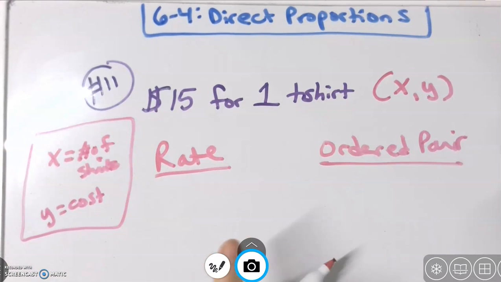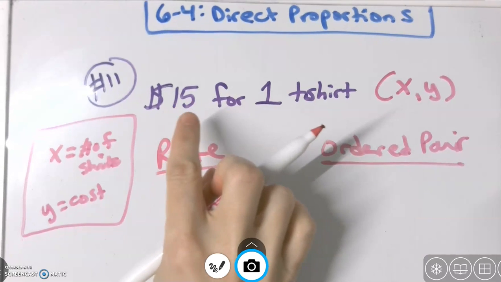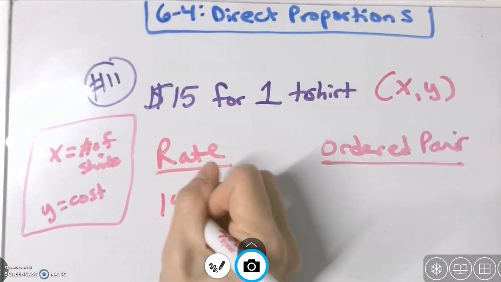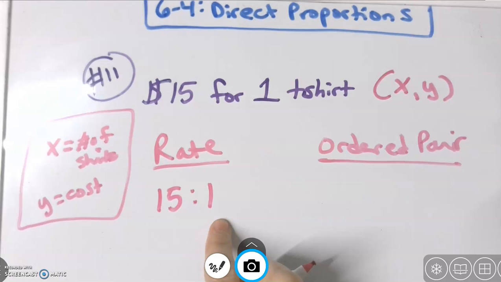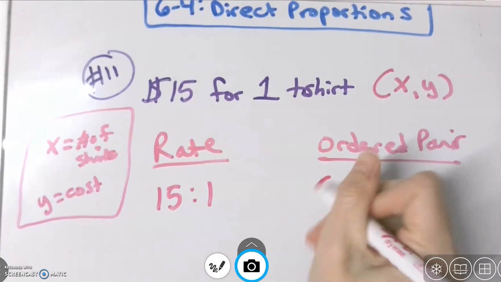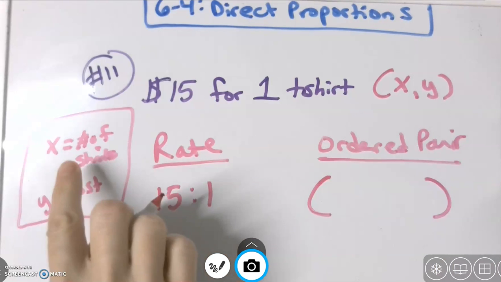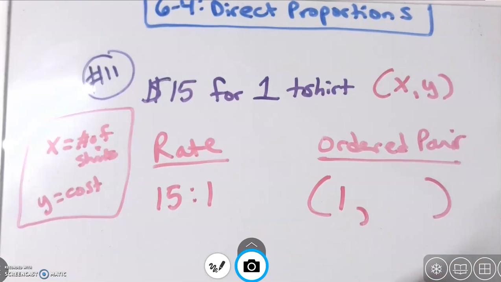So, keeping that in mind, the first thing I want to do is write my rate. This says $15 for one shirt. We're going to write the rate exactly like that, 15 to 1. So that's my rate, $15 for one shirt. My ordered pair is written as x comma y. So what do we say x was? X is the number of shirts, so that's 1. And then my cost is always y, so that's 15.